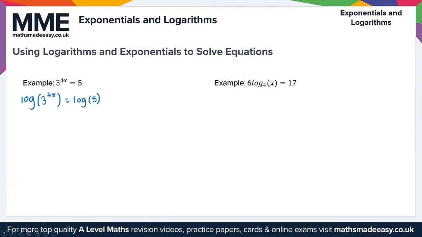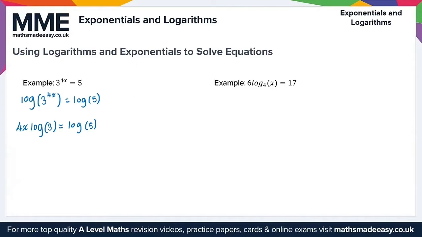Now here, if we don't give the base, we'll just assume we're working in base 10. However, for this example, it actually wouldn't matter what base we take here. So, again, using the laws of logarithms that we just previously defined, I can use the power rule. So this 3 to the 4x, remember we've got the logarithm here, we can bring this 4x to the front of the logarithm. So this gives us 4x log 3, and this is equal to log 5.